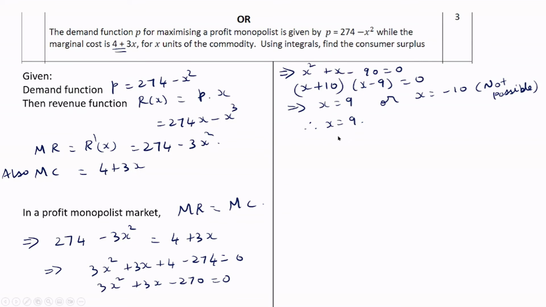Now we can find the equilibrium price from the demand function. When x naught equal to 9, p naught equal to 274 minus 81. We can substitute here in the demand function to find the equilibrium price. So this is equal to 193. P naught equal to 193. Now we have to find the consumer surplus.